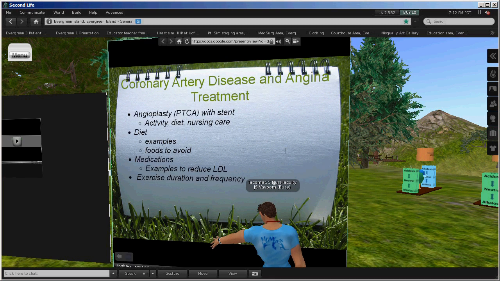Treatment for coronary artery disease and angina, angioplasty with stents, the activity, diet, nursing care with that particular procedure, diet examples, foods to avoid, medications for coronary artery disease and angina, and exercise duration and frequency.